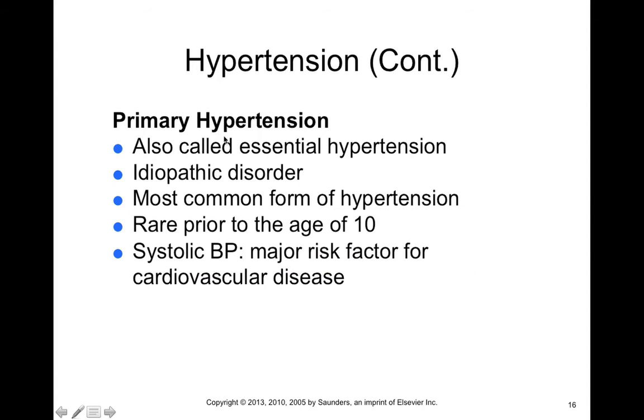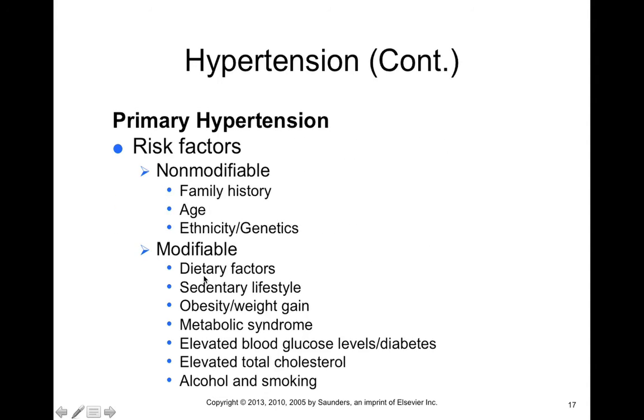Now, primary hypertension is what we also call essential hypertension. It's an idiopathic disorder, so it's of unknown etiology. And it's the most common form of hypertension in the US and worldwide. It's rare prior to the age of 10, and it turns out here that the systolic blood pressure is a major risk factor for cardiovascular disease.